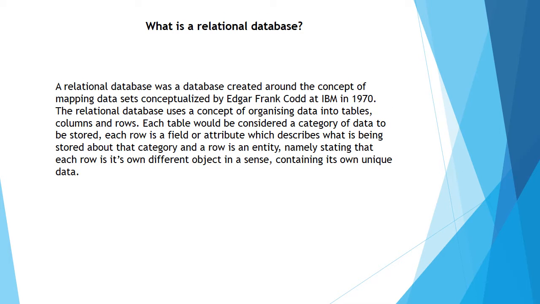A relational database is a database created around the concept of mapping datasets, conceptualized by Edgar Frank Codd at IBM in 1970. The relational database uses a concept of organizing data into tables, columns, and rows. Each table would be considered a category of data to be stored. Each column is a field or attribute which describes what is being stored about that category, and a row is an entity, namely stating that each row is its own different object in a sense, containing its own unique data.